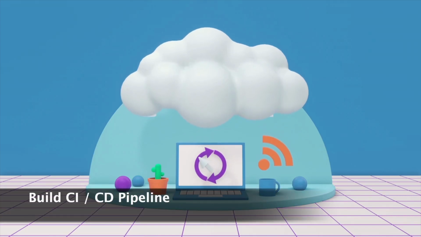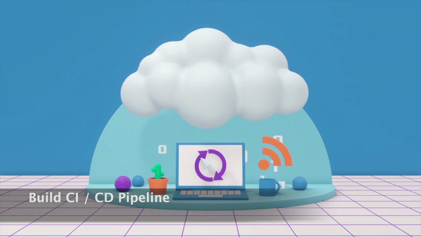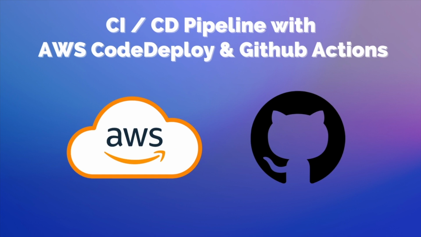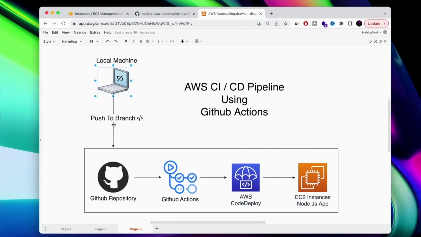If you want to learn today how to build a CI/CD pipeline using AWS CodeDeploy and GitHub Actions, you are in the right place. Today I'm going to show you step by step how to configure and build a CI/CD pipeline so that every time you push a new commit to your branch in a GitHub repository, it will trigger a GitHub Action that will run an AWS CodeDeploy command that will eventually auto-deploy your new commit to your EC2 instance that runs your app. It can be a Node.js app, Python app, or Java app.